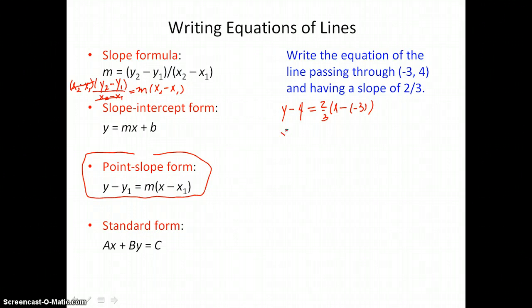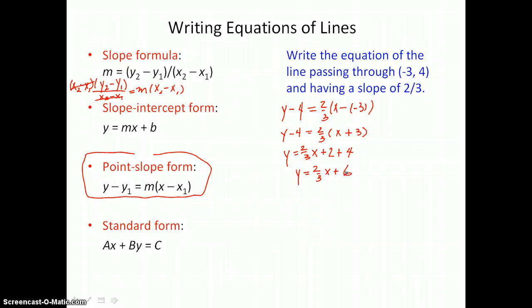Okay, and to do that, first I'm going to simplify on the right by changing those double negatives inside parentheses to a positive. And then I'll add 4 to both sides and distribute on the right. So I've got 2/3 times x, which is 2/3 x, and 2/3 times 3, 3's cancel, so I'm just left with 2. And remember, I'm adding 4 from the other side. So in slope-intercept form, this equation is y equals 2/3 x plus 6.